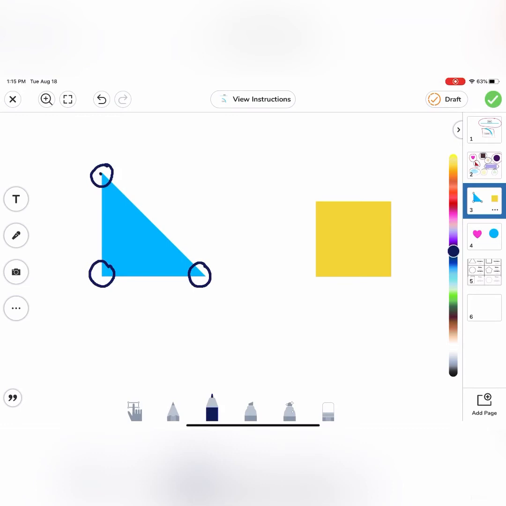Let's count them. 1, 2, 3. It has 3 vertices. And how many sides does this triangle have? Let's count them. 1, 2, 3. A triangle has 3 sides and 3 vertices.